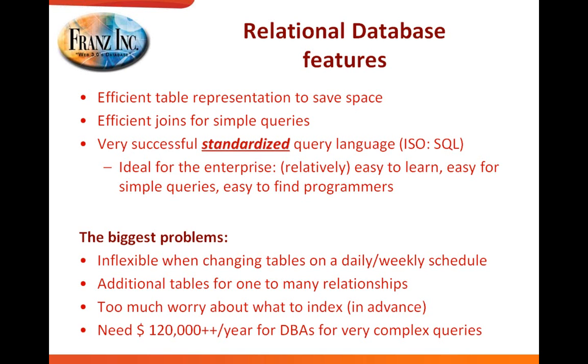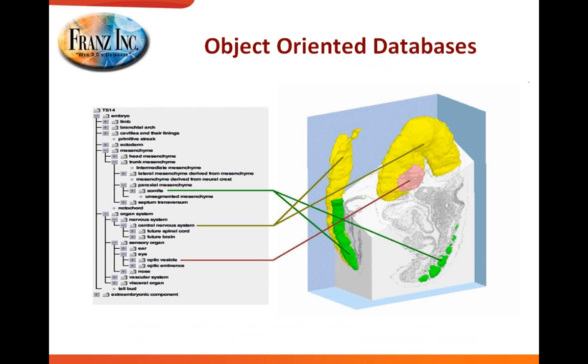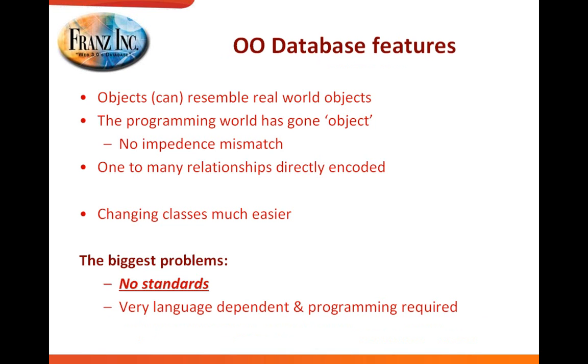Then object-oriented databases. Objects are for some people more intuitive because they resemble real-world objects. If you look at all the programming languages that are now in vogue, then you see that they all have gone object, whether it's Python or Java or Ruby or, well, whatever language you talk about. It's all object-oriented. And so there's this weird impedance mismatch between programming languages and the databases. And object-oriented databases take that mismatch away.